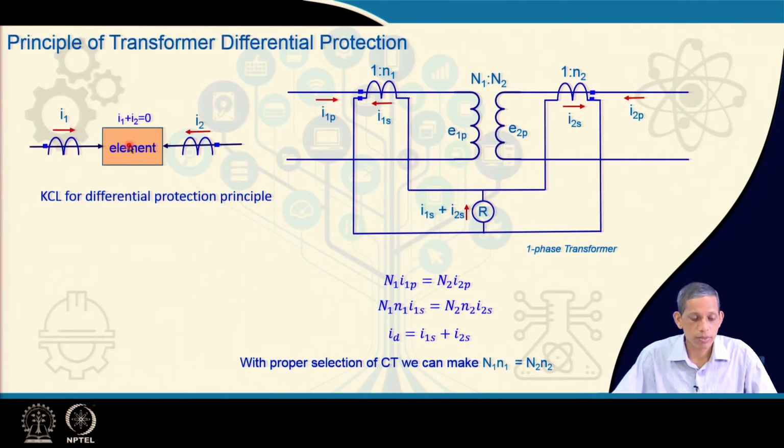Now, in case of an internal fault, there will be another path for the current, let us say to the ground. That becomes I 3. So, I 1 plus I 2 becomes equal to I 3, the third current. That means at that time I 1 plus I 2 will no longer be 0.